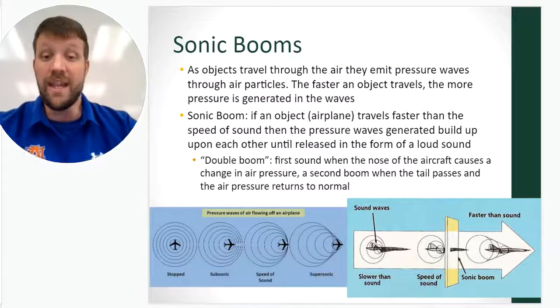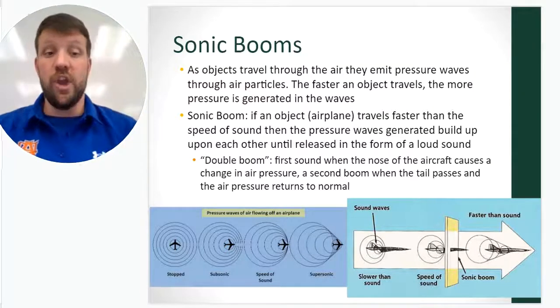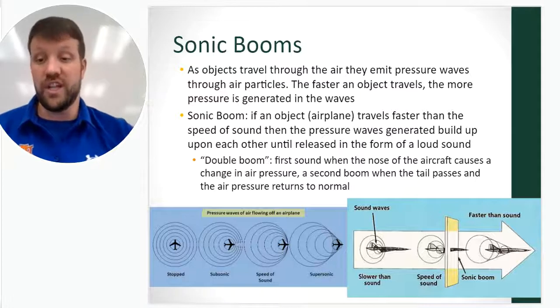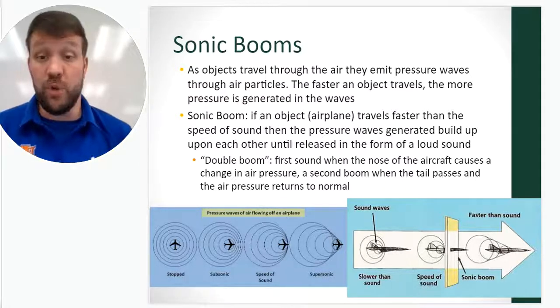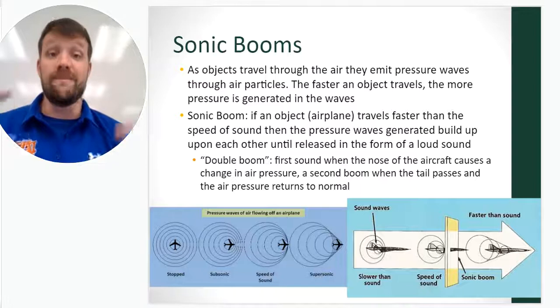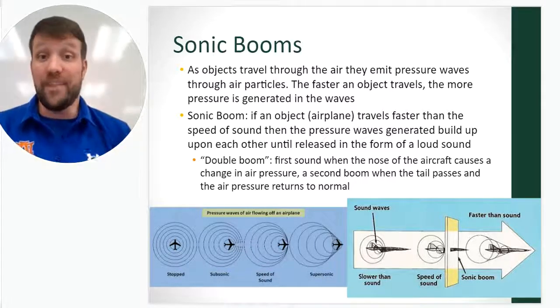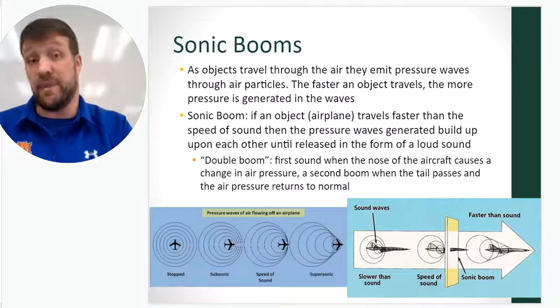Fun stuff. Now, this double boom is the first when the nose of the aircraft causes the change in the pressure, and the second is when the tail causes that change in the pressure. And if you go to YouTube real quick and just look at sonic booms, you can visually see the overlap in air particles at the back of a plane as it passes the speed of sound.